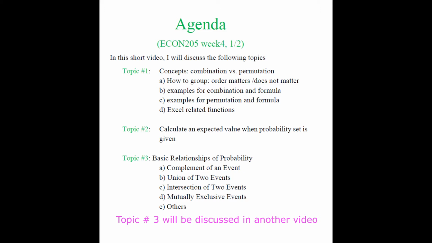So actually there are two different types. Example of combination and formula. Example of permutation and formula. For combination, order doesn't matter. For permutation, order matters. Then I'll use Excel function to calculate combination and permutation.